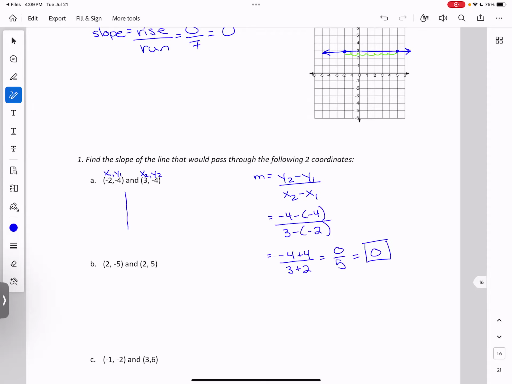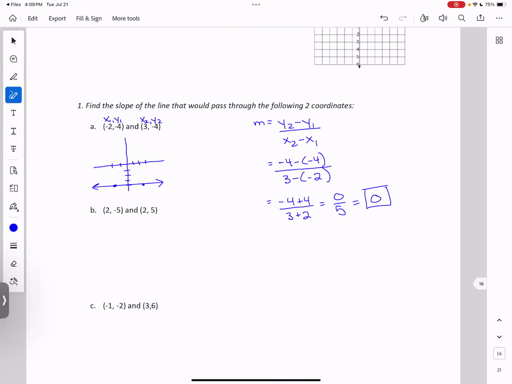And if you thought about graphing it, that would make sense. You've got this point, -2, -4 would be somewhere here. And then 3, -4 would be somewhere here. And so you can see how that is a horizontal line. Okay, that was a tough one to start you out on. My apologies. Okay, next one.